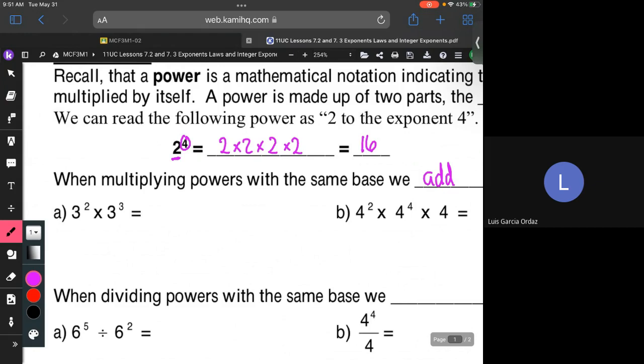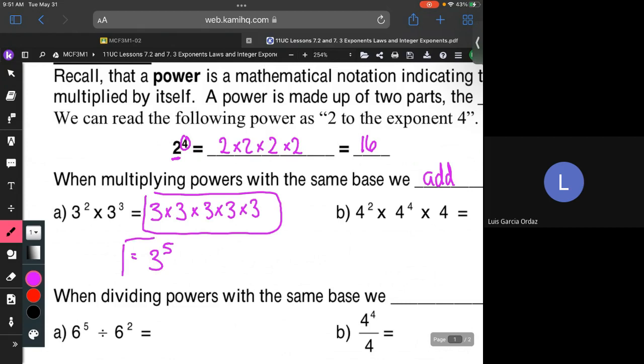So for example, when we have 3 to the power of 2 times 3 to the power of 3, the reason why we add them together is because we write 3 to the power of 2 as 3 times 3, and 3 to the power of 3 as 3 times 3 times 3. And as you can notice, we have 5 3s, so I can just write that as 3 to the power of 5. You don't have to solve it. Whenever I say write it as a single power, you just leave it as an exponent. If I say evaluate, then you're going to give me the answer.